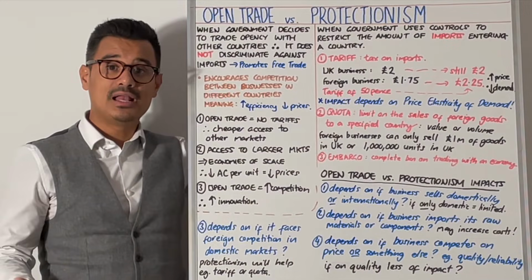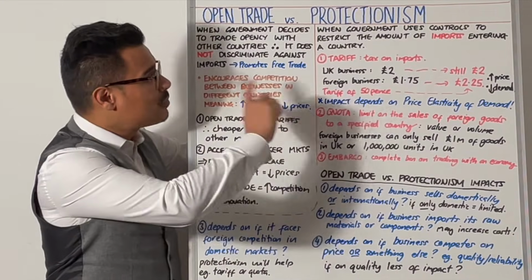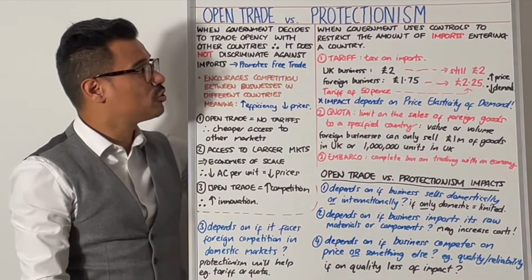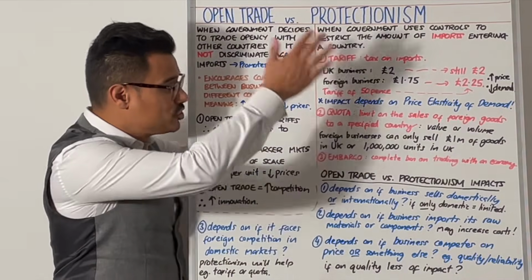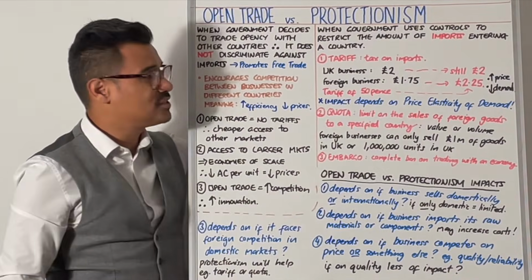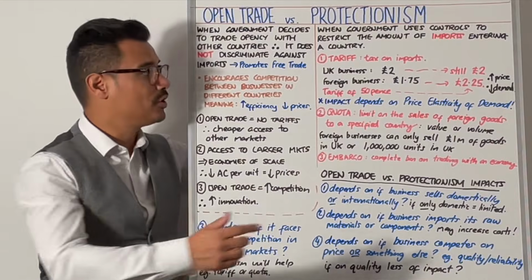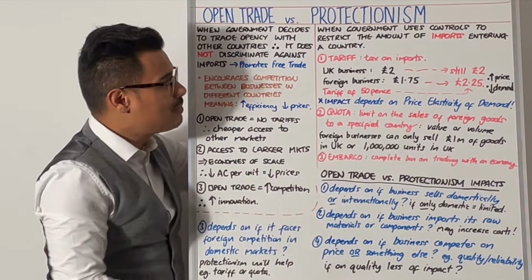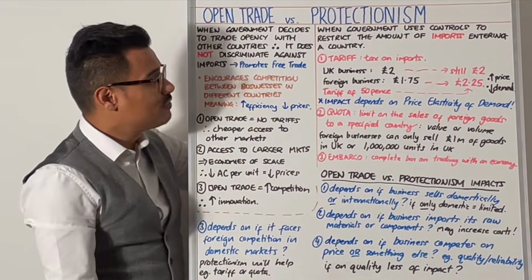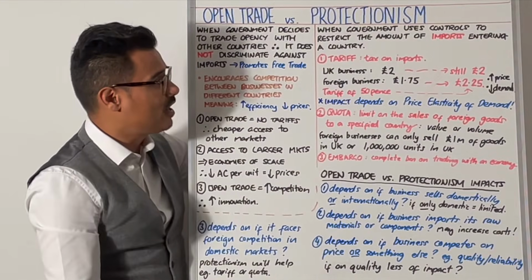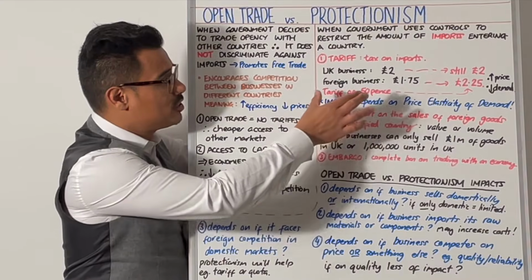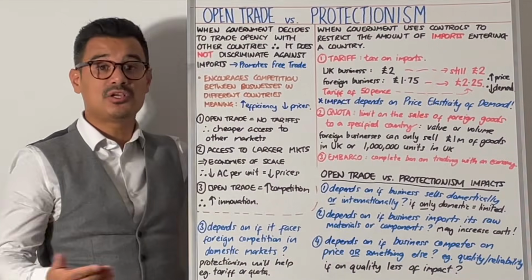On the other side, let's look at protectionism. Protectionism is when a government uses controls to restrict the amount of imports entering a country. And you can do this in different ways. Tariff is number one. A tariff is simply a tax on imports. So it might be a UK business, well, it's £2 for that product, but a foreign business for the same product is £1.75. It's likely in this situation that consumers will go for the foreign business because it's cheaper.